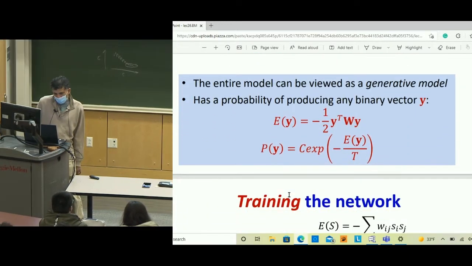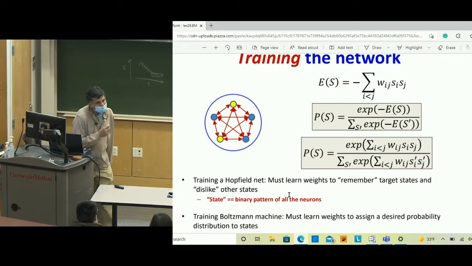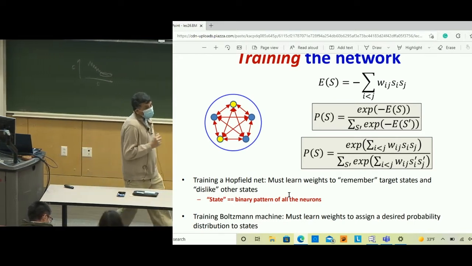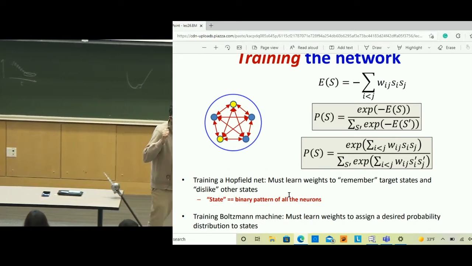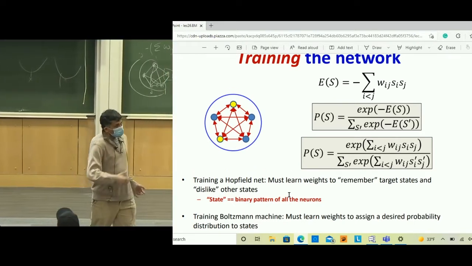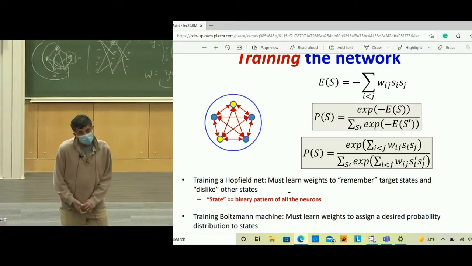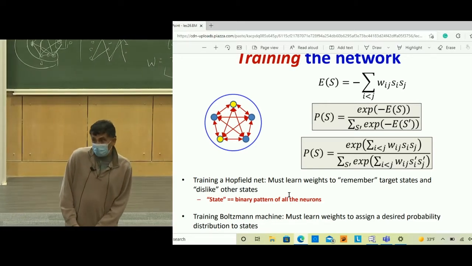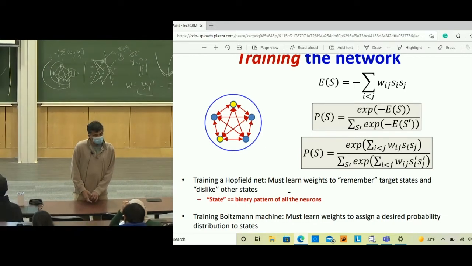So how do we actually train this network? We know how to train a Hopfield network, right? But once I make it a Boltzmann machine, there's this whole business of probability thrown in. So if I'm throwing in probability, how does that change my view of the world?